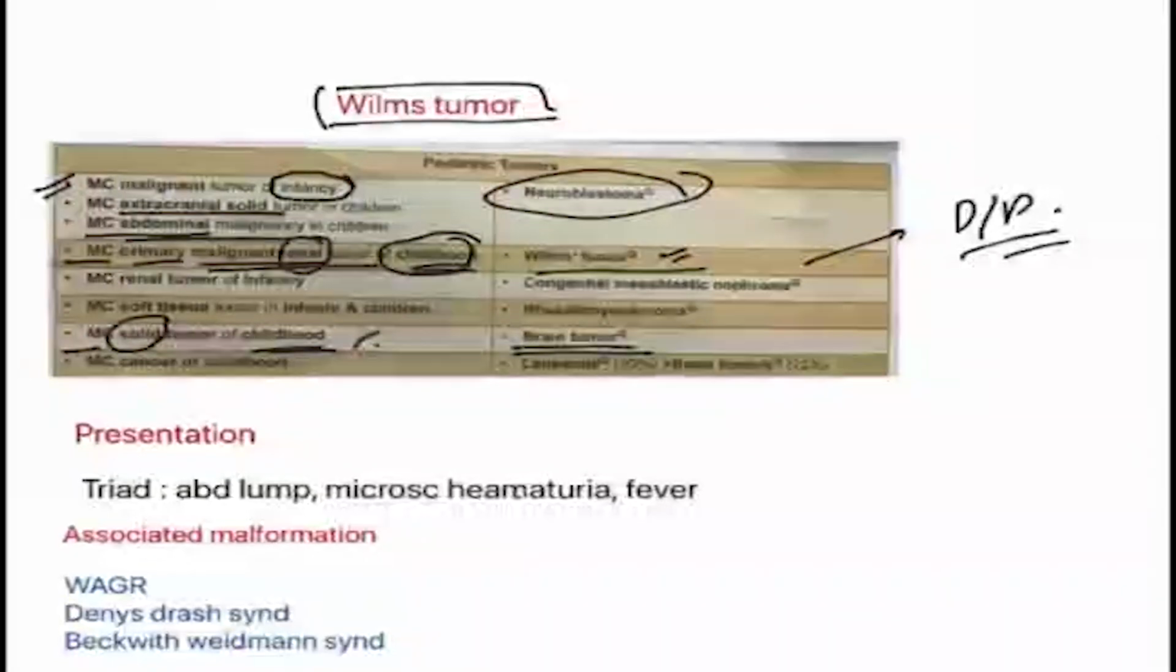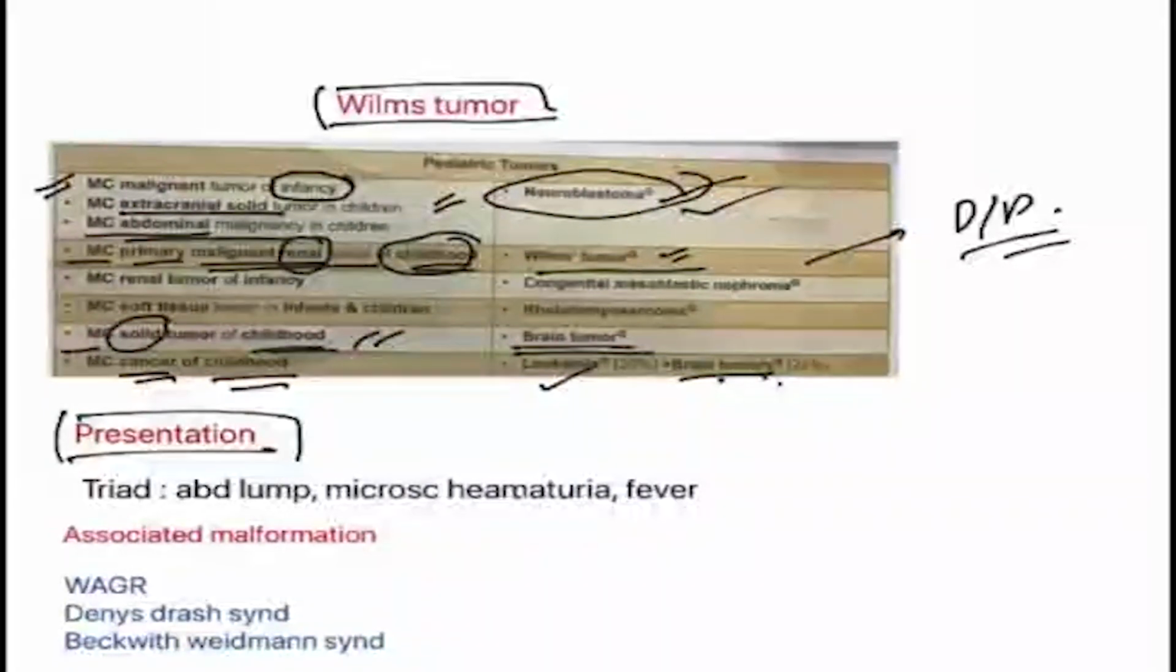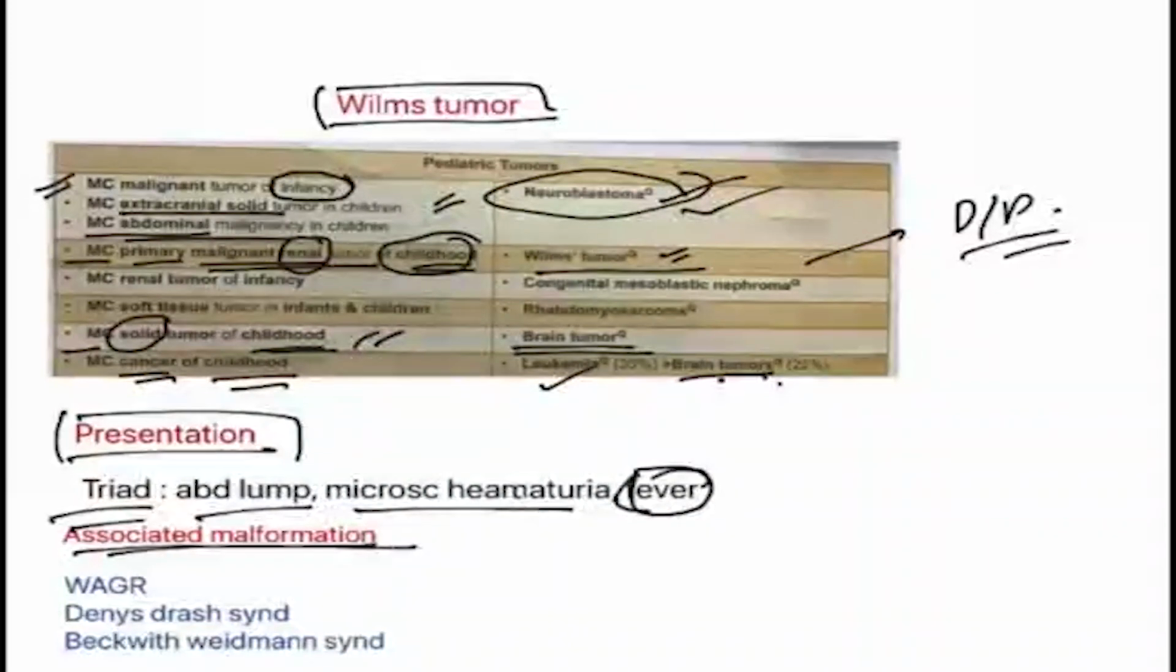Besides that, brain tumors are the most common solid tumors of childhood, and this is in the cranium, but the most common extracranial solid tumor in children is neuroblastoma. And the most common cancer of childhood is leukemia, followed by brain tumors. So the presentation of Wilms tumor is a triad of abdominal lump, microscopic hematuria, and fever.